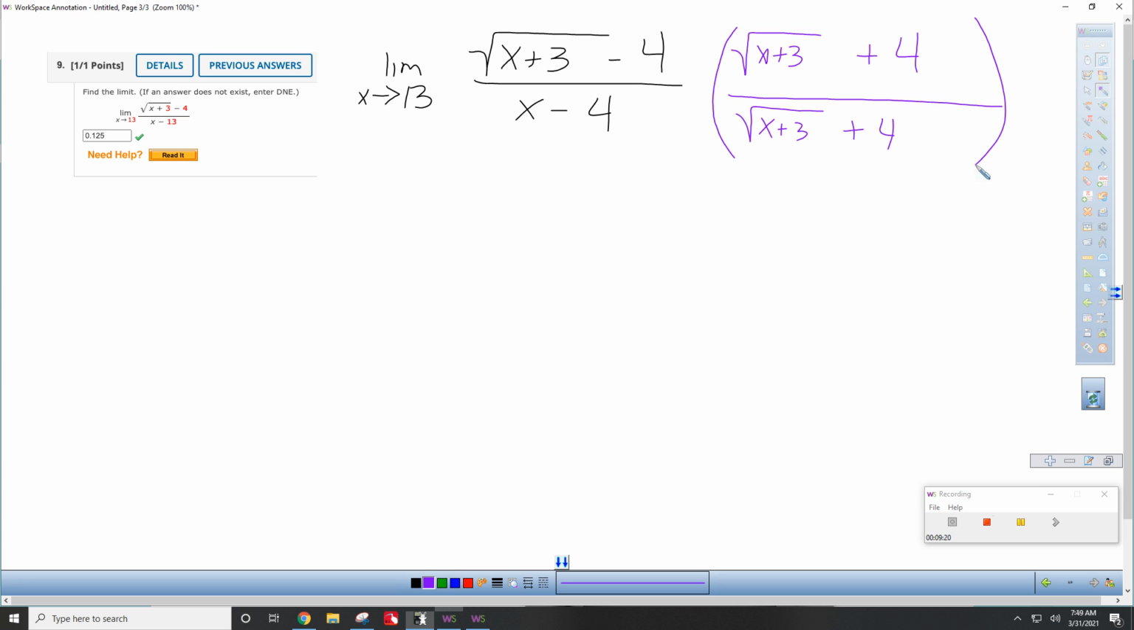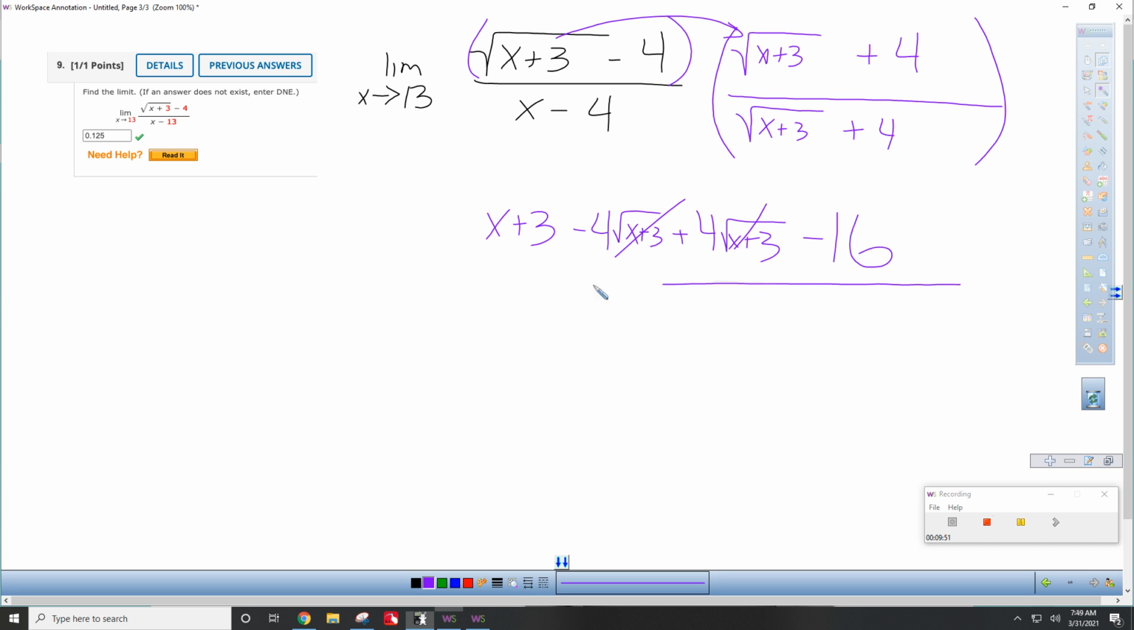Now, on the top, just think about this like a FOIL. So first, radical x plus 3 times radical x plus 3 is just x plus 3. Now, inside, you're going to get a minus 4 radical x plus 3, and then you're going to get a plus 4 radical x plus 3. So those are going to cancel. So then you're just left with a minus 16 on the top.